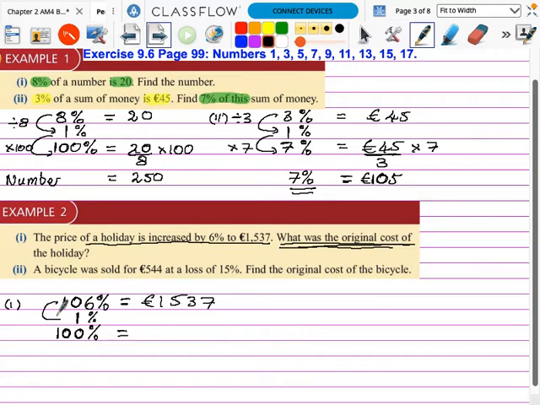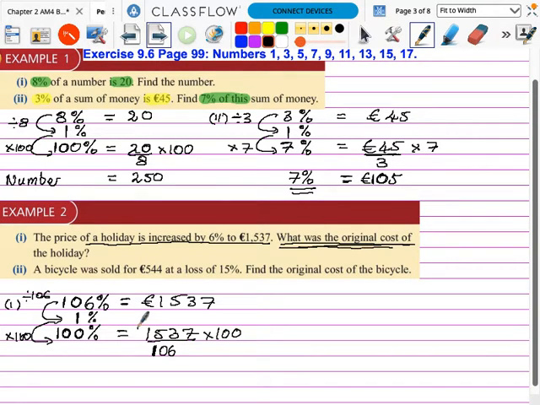How do I get from 106 to 1? I divide. What do I divide by? 106. Because I'm trying to make something smaller, I divide. How do I get from a small number to a large number? I multiply. Multiply by 100. Whatever I do on the left-hand side, I have to do it also on the right-hand side. So I'm dividing by 106, and then I'm multiplying by 100.